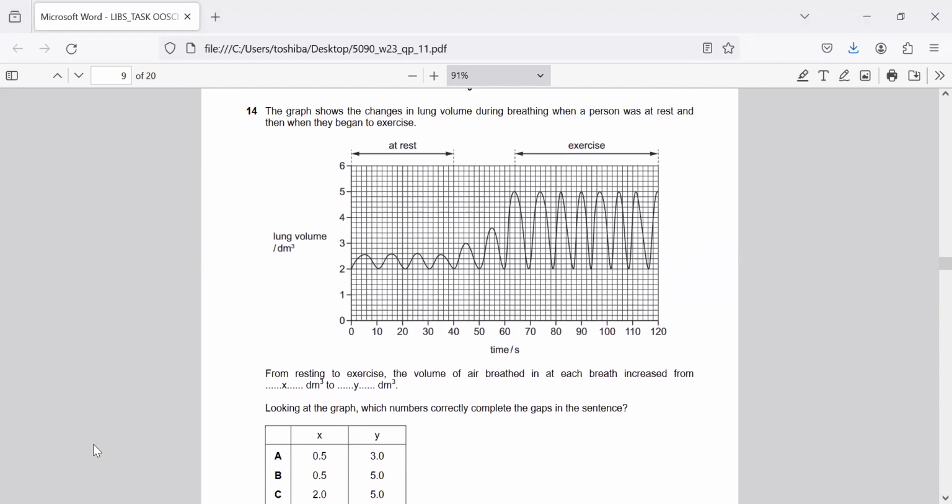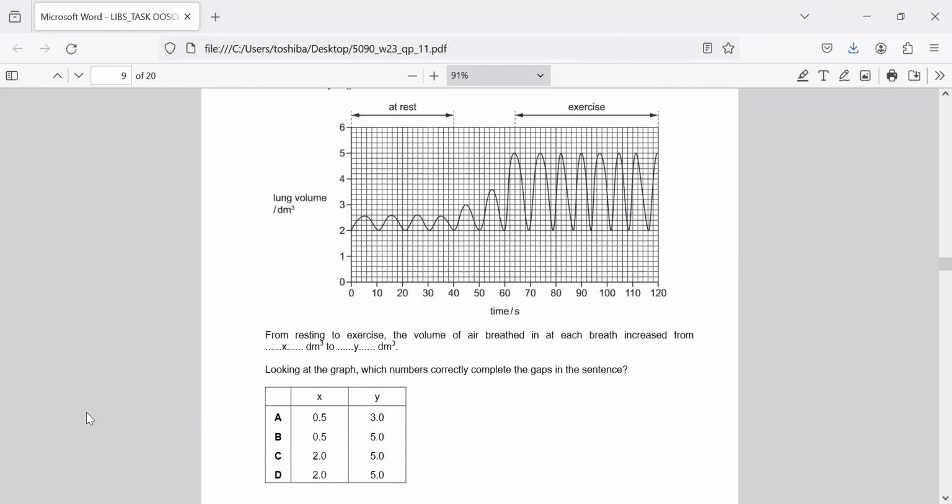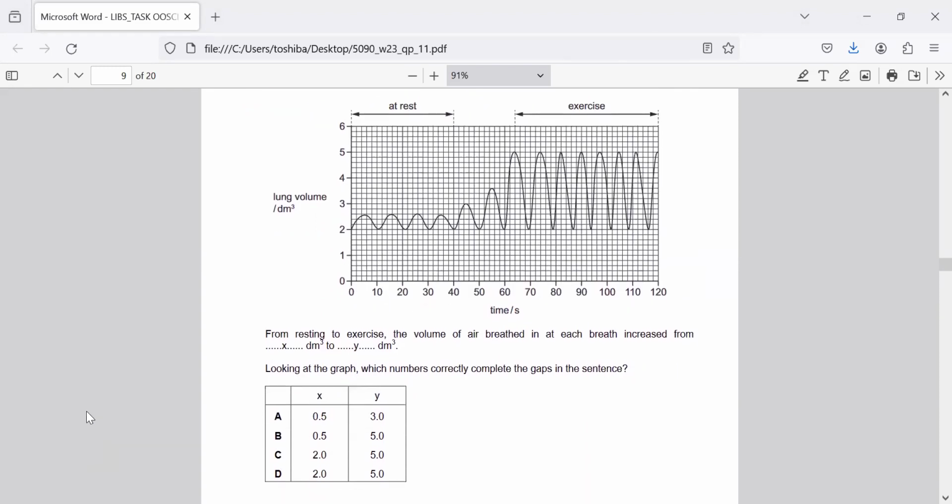Using the graph, you have to identify this. The first option is 0.5 and y is 3. Second is 0.5 and y is 5. Third is 2 and y is 5. D is 2 and 5.